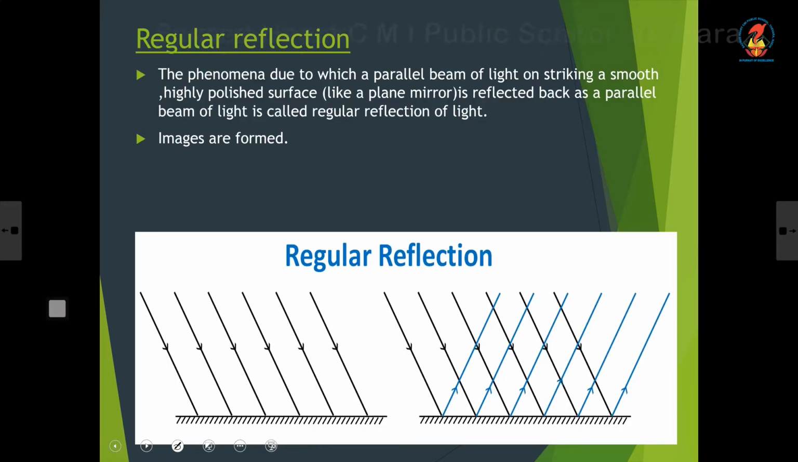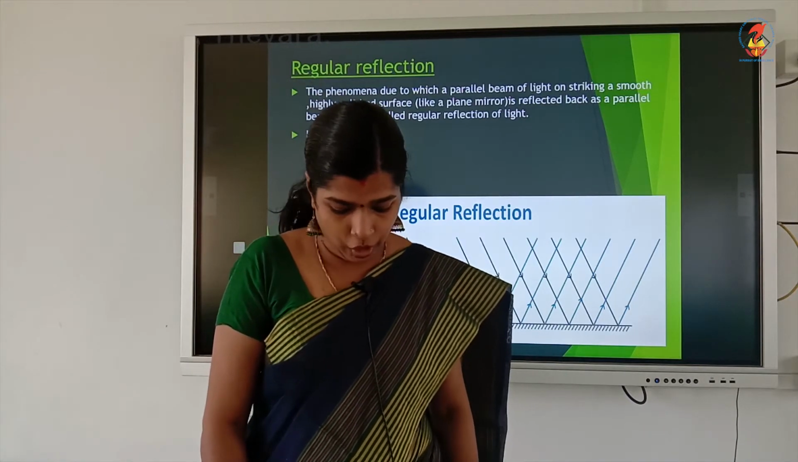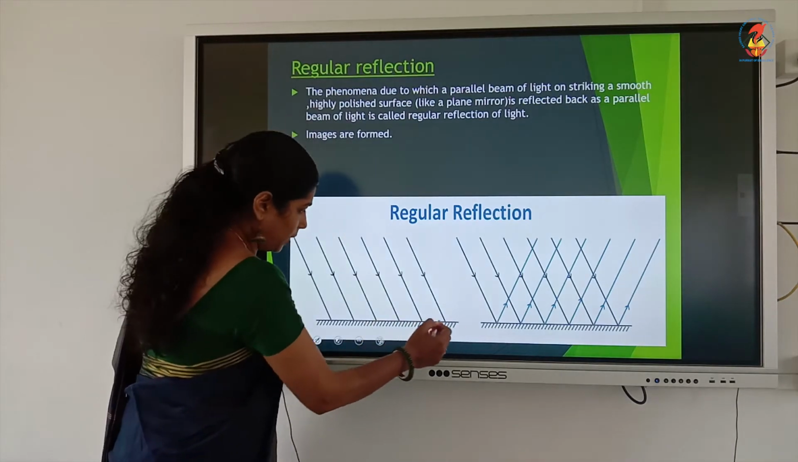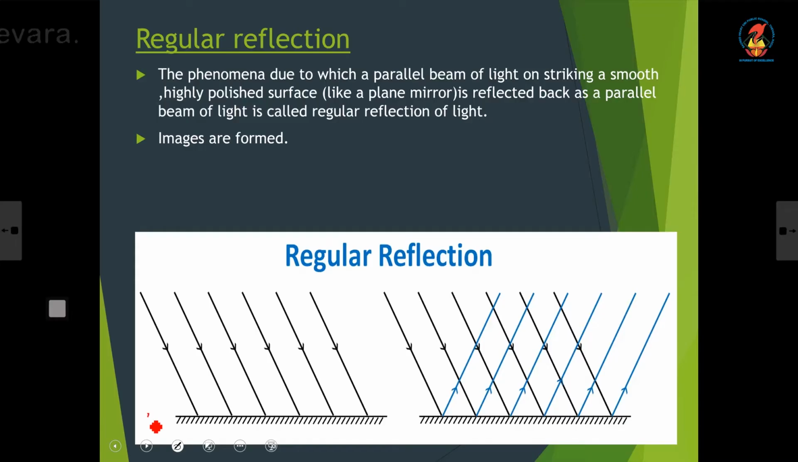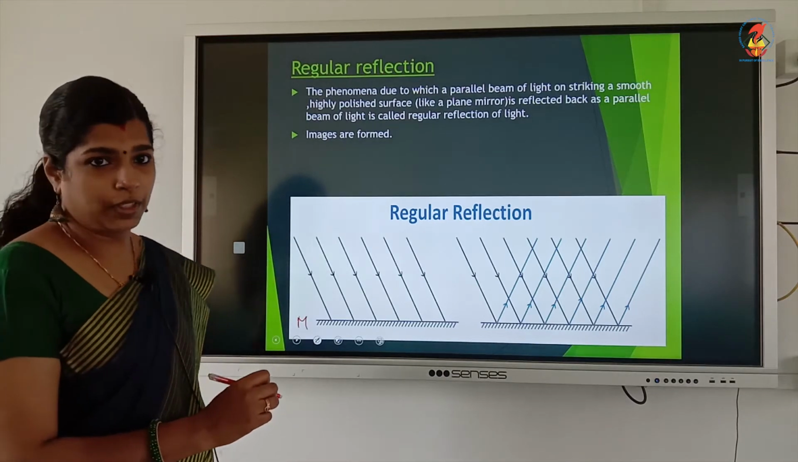Then, two types of reflection are there, that is regular reflection and diffused reflection, or regular and irregular reflection. Here you can see this one is a mirror surface. I will represent it by the letter M. So the incident rays are parallel to the mirror surface.